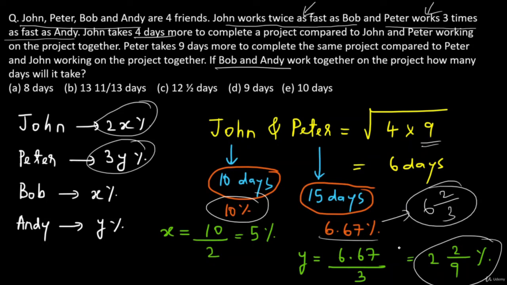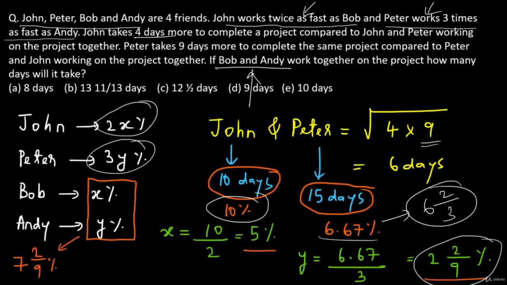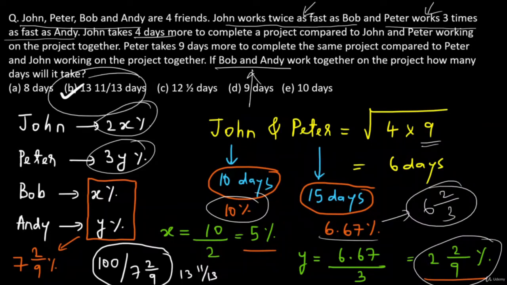Alright, now we need to find out how many days it would take Bob and Andy, if they are working together. So in one day, they'll do X percent plus Y percent. That is 5 plus 2 by 9%, right? Which is equal to 7 2 by 9%. So if they need to complete 100%, that would take 100 divided by 7 2 by 9, which is equal to 13 11 by 13 days, which is answer option B.